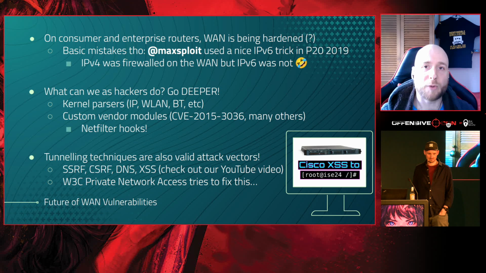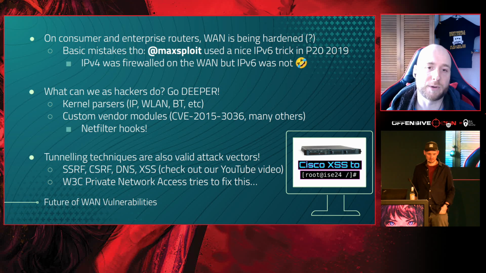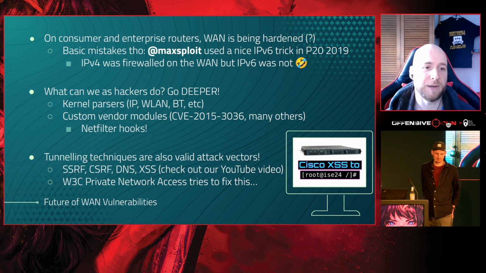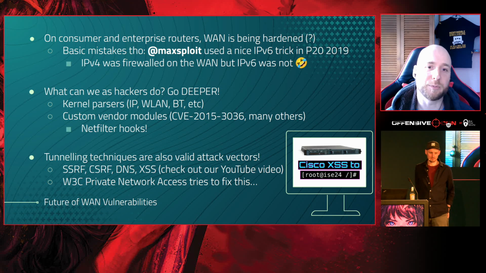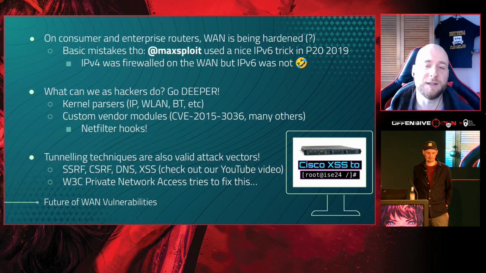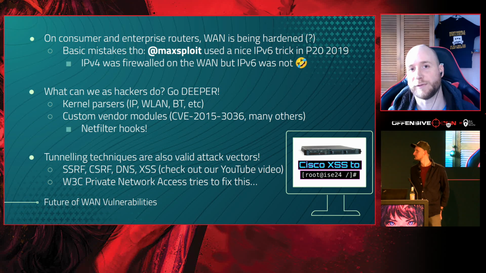The thing is, on the one side, what's the future? On the consumer enterprise routers, one is being hardened somewhat, but they still make basic mistakes. Max Exploit used a very nice IPv6 trick in Pwn2Own 2019, where the IPv4 interface was completely firewalled, but IPv6 was not. So he was able to use that to access an internal service. And as we know, the LAN internal services are not very good in terms of security. So that's it.